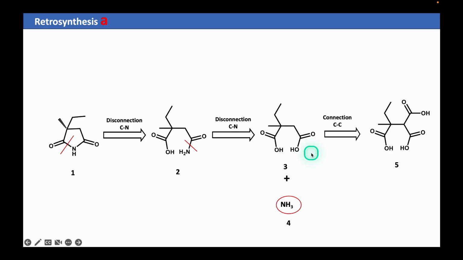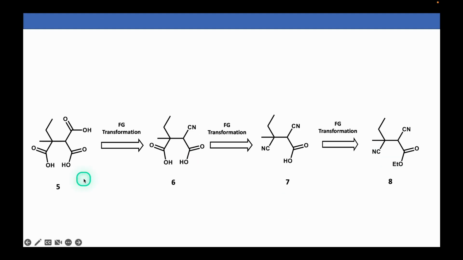Now, a carbon-carbon disconnection on carbon 3 of succinic acid generates a derivative of malonic acid 5. Through a functional group transformation, one of the carboxylic acid groups of the malonic acid fragment is converted into a cyano group to generate cyanoacetic acid 6.